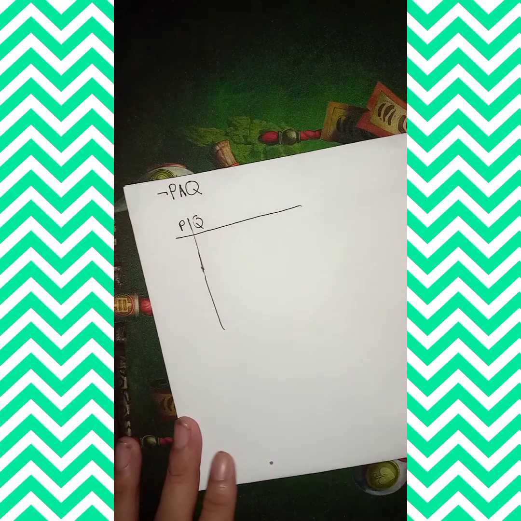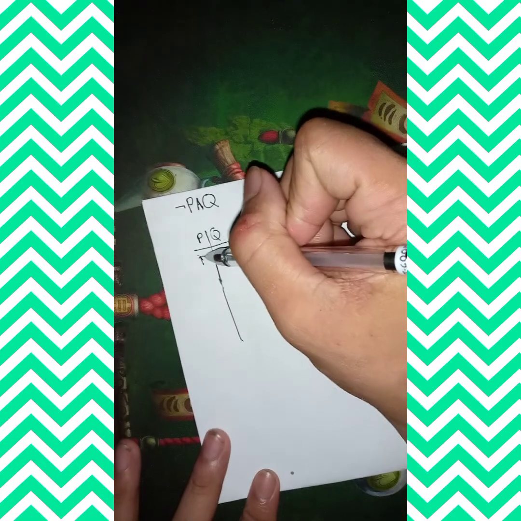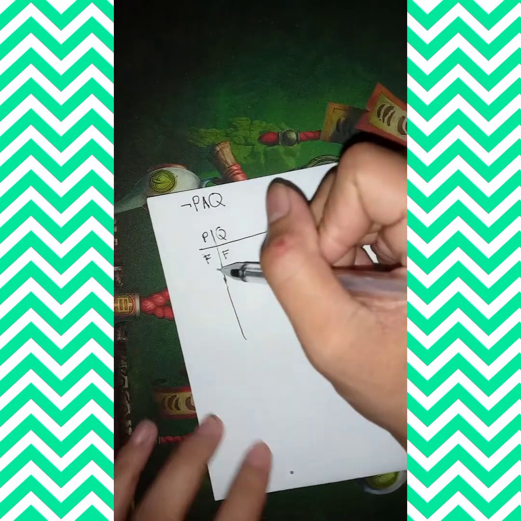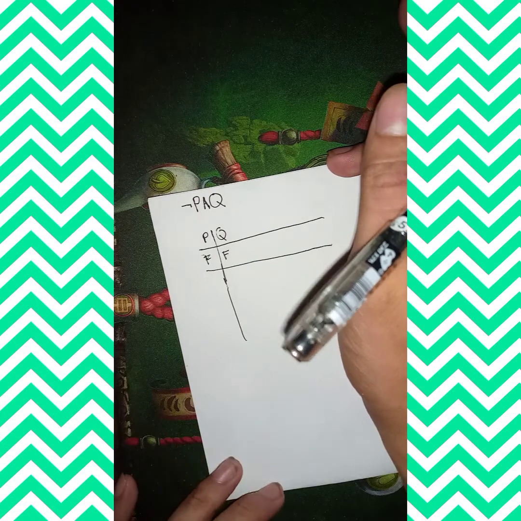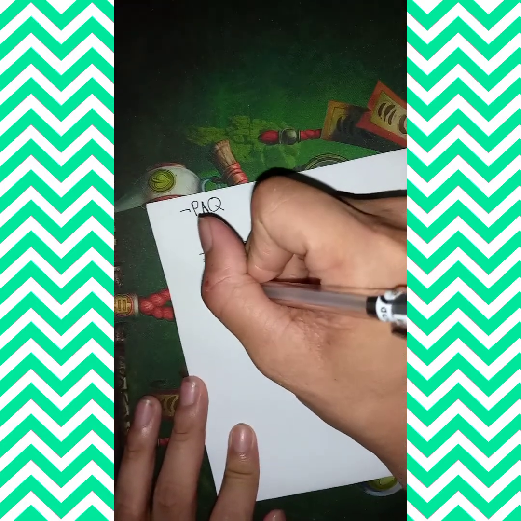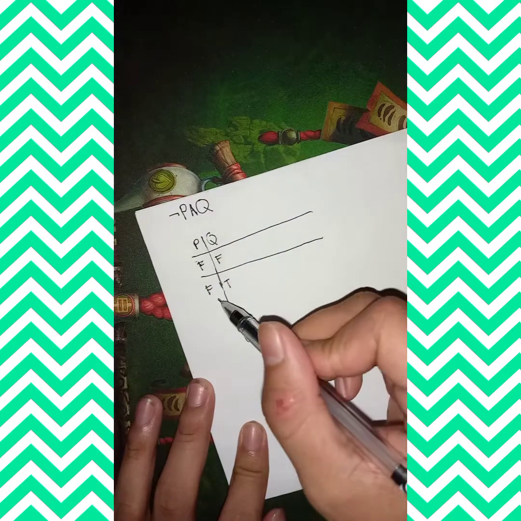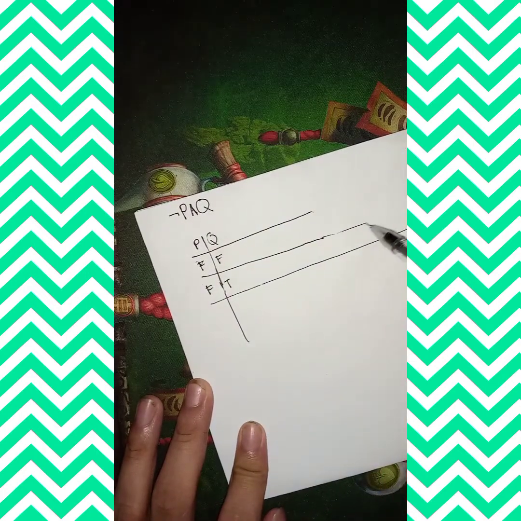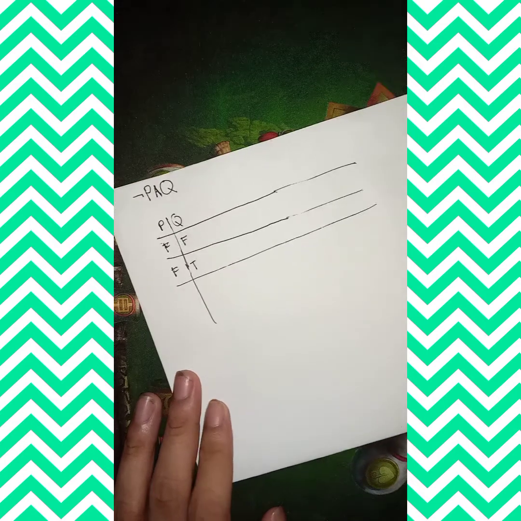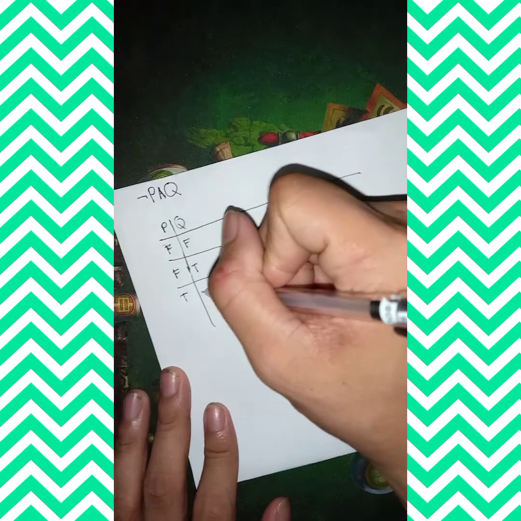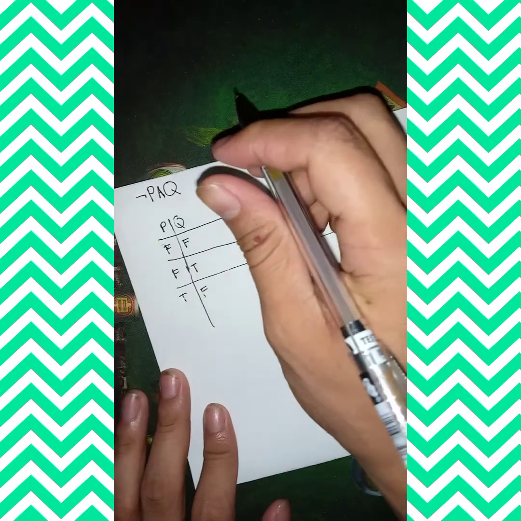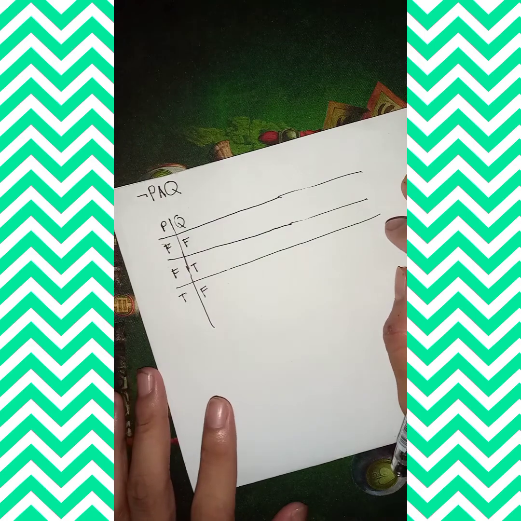We need to list all the different combinations of P and Q. We're going to go ahead and do that. So we're going to start off with false and false. And then we're going over to FT, false and true. And then TF, true and false. And then true and true.